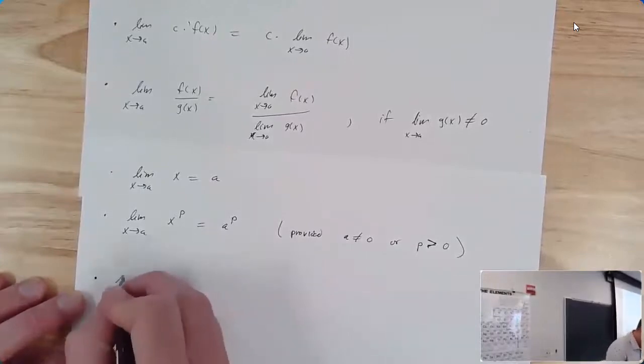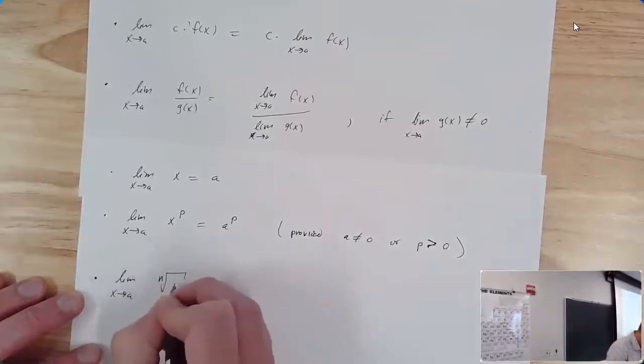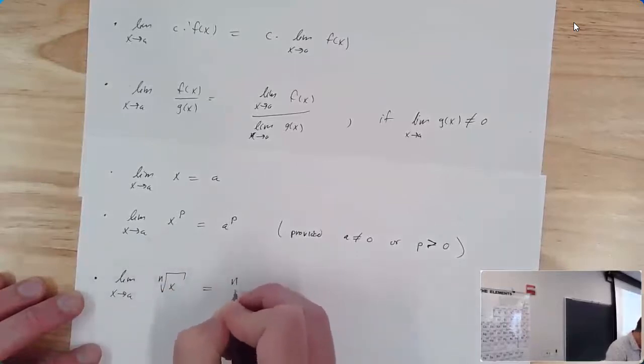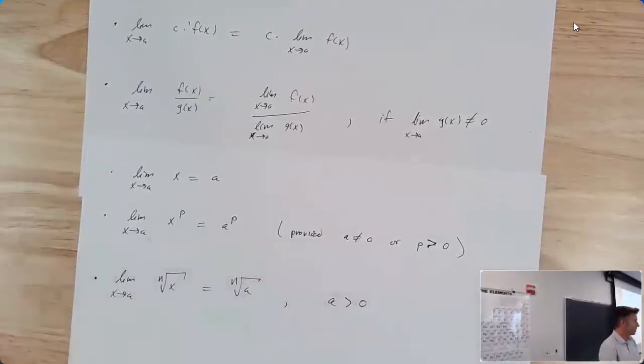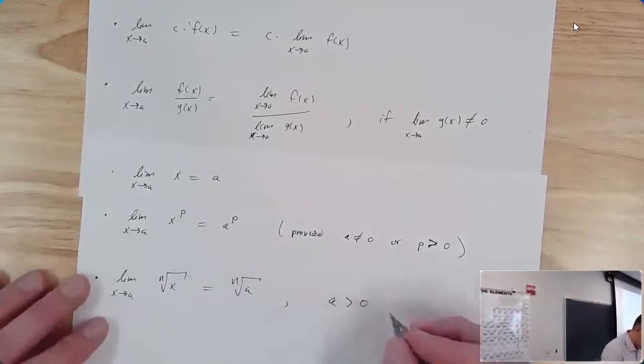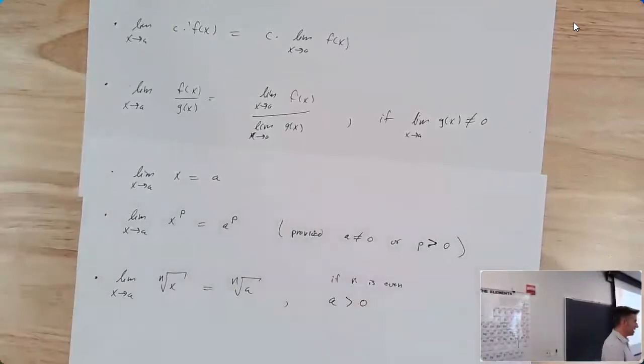It also works for roots. The limit as x approaches a of the nth root of x is the nth root of a, provided that a is greater than 0. So I should say that if n is even, a has to be positive. You can't take an even root of a negative number.